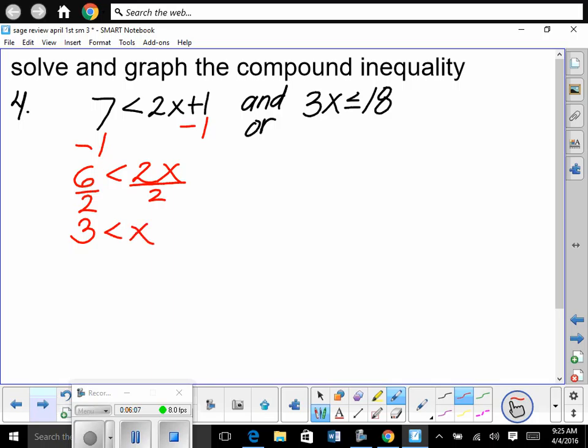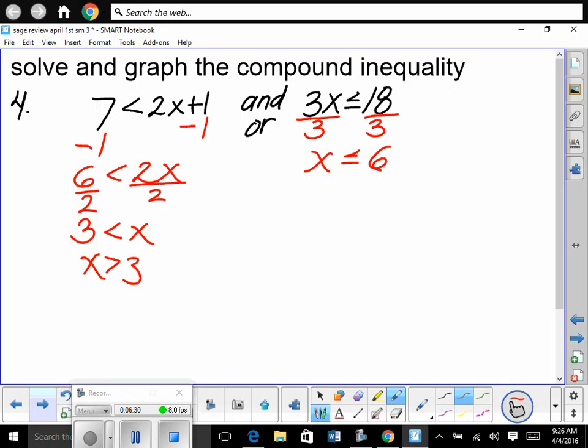Some of you, when you switch these around, in fact, a lot of you, mess it up. So isn't the inequality sign eating the bigger thing? Yes. So it should be x is greater than 3. Does everybody understand? You cannot mess it up when you switch it around. In fact, many of you do, but you can't. So there's one of our solutions. Let's solve for x over here. So divide by 3. So we have x is less than or equal to 6.